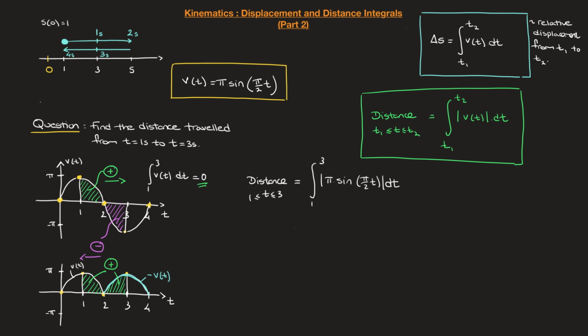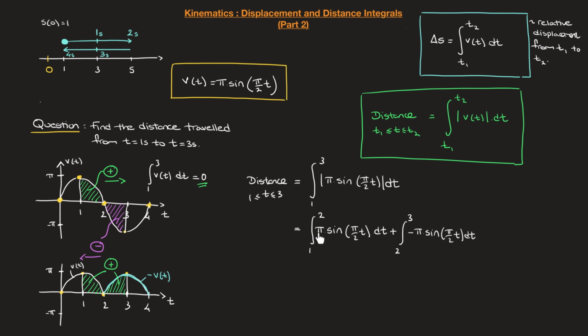And here's the whole idea. We'll go ahead and state that this is equal to the definite integral from 1 to 2 of v of t, so pi times sine of pi over 2 times t, plus the definite integral from 2 to 3 of the opposite of v of t. So that's the portion of the curve I'm hovering over right now. So from 2 to 3 of the opposite of pi times sine of pi over 2 t.